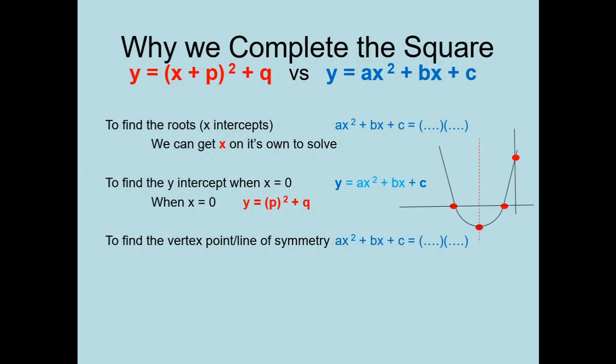If you've got the completed square version, however, it's just as simple as saying it's the negative of this p-value, and the y value is the q. The line of symmetry is just where x is equal to the negative of this p-value.